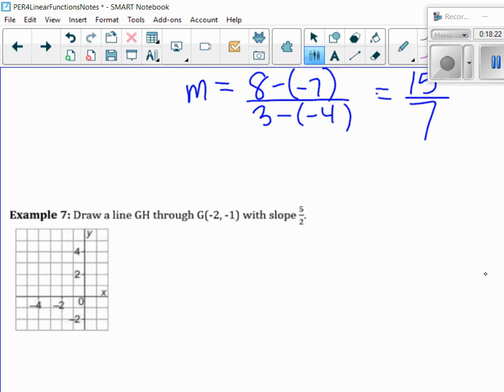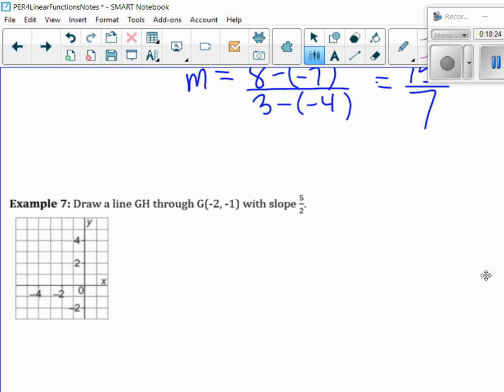Okay, so now we're going to draw a line GH through G with a slope of 5 over 2. So how would I draw that? Well, first I have to know how to graph negative 2, negative 1. So negative 2, negative 1 means I go 2 to the left, 1 down. So there's my point. And what does a slope of 5 over 2 mean? Up 5 over 2. 1, 2, 3, 4, 5 over 2. Is that where you got it?